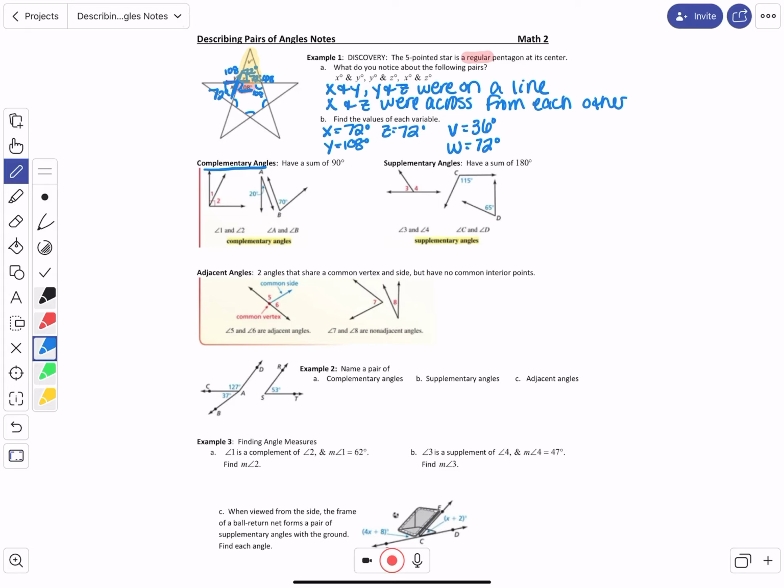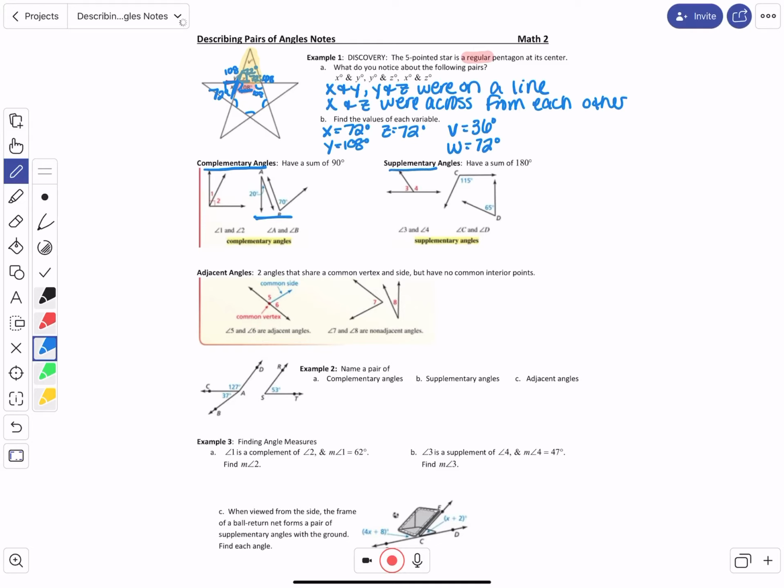They can be like this picture right here, 20 plus 70 equals 90 degrees. So as long as the two angles add up to be 90 degrees, that means that they are complementary. So whenever you see that word complementary, it means the two angles add up to be 90 degrees.